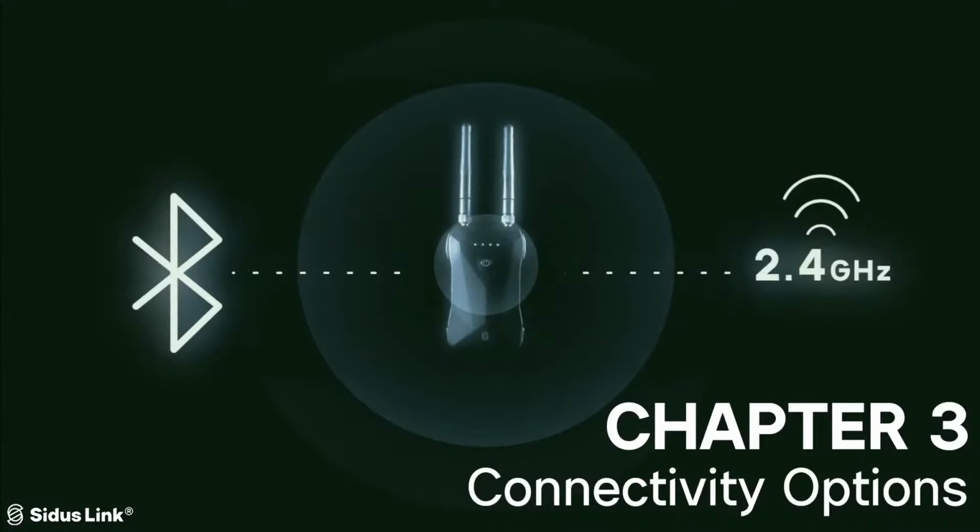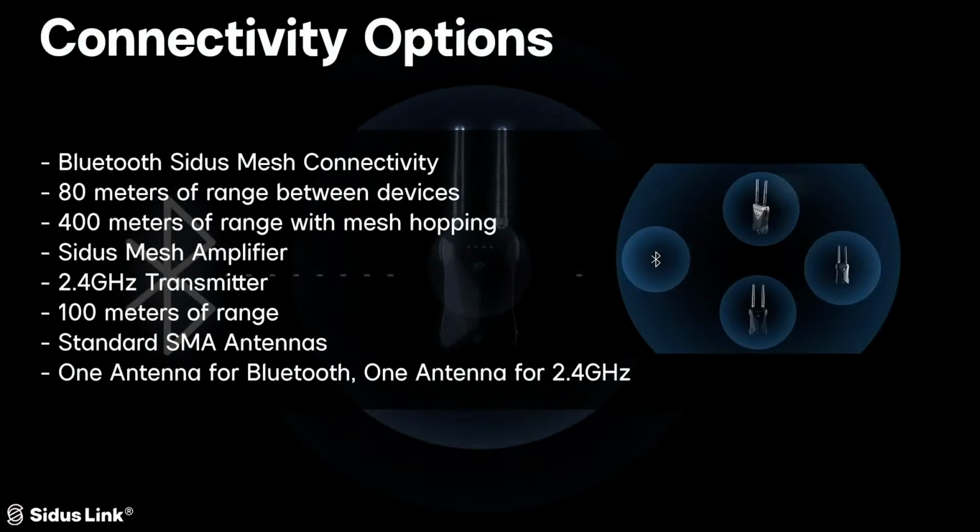Now, connectivity, we talked about how this works. This does go from Bluetooth to the actual transceiver itself. This will translate this into 2.4 gigahertz. But let's talk real quick about how this works. So again, Sidus Bluetooth mesh connectivity means 80 meters of range between every single device. So I can literally place my devices 80 meters away.